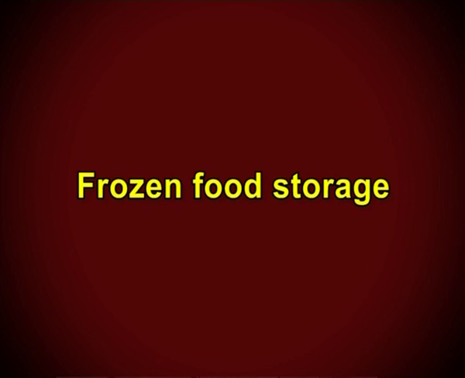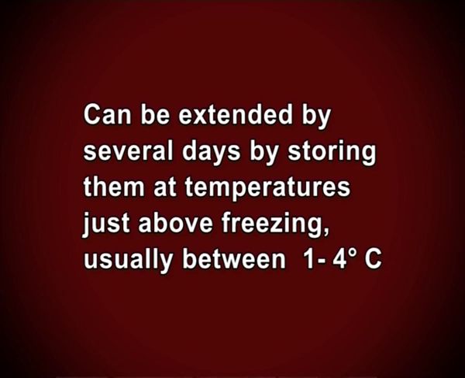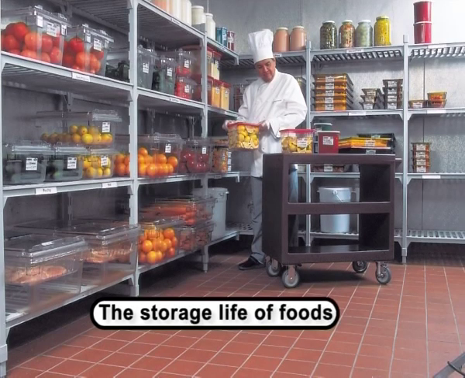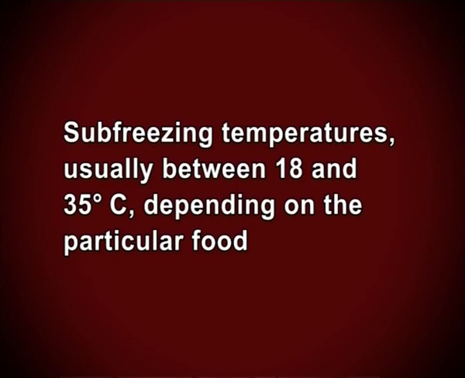5. Frozen food storage. The storage life of fresh perishable foods such as meats, fish, vegetables and fruits can be extended by several days by storing them at temperatures just above freezing, usually between 1 to 4 degrees centigrade. The storage life of foods can be extended by several months by freezing and storing them at sub-freezing temperatures, usually between minus 18 and minus 35 degrees centigrade, depending on the particular food.